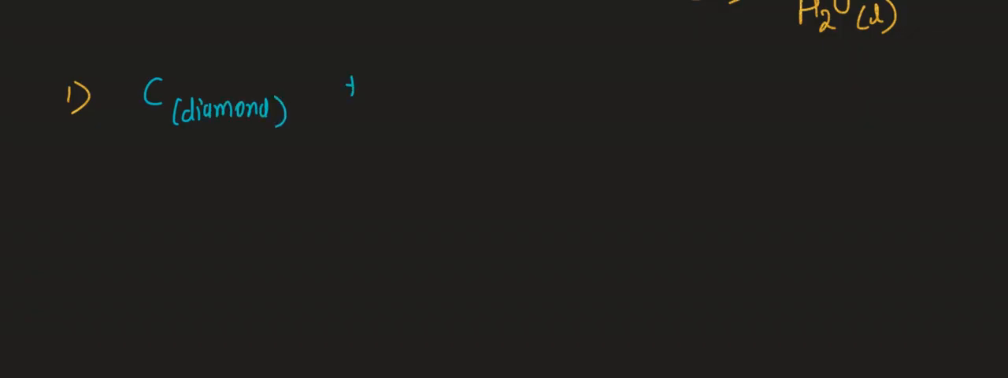Okay, C diamond reacts with O2 gas to produce CO2 gas. So how do we know that delta H combustion applies? What is the first condition? The reactant must be 1 mole. We can say carbon is 1 mole, right?